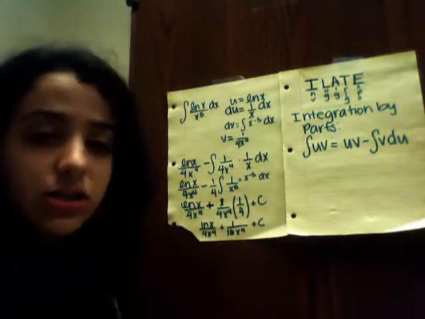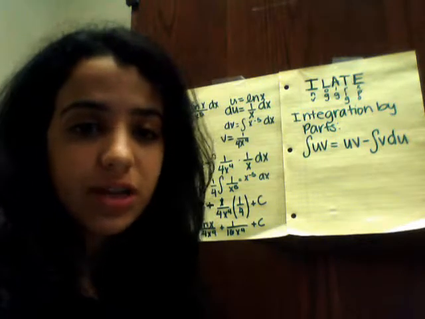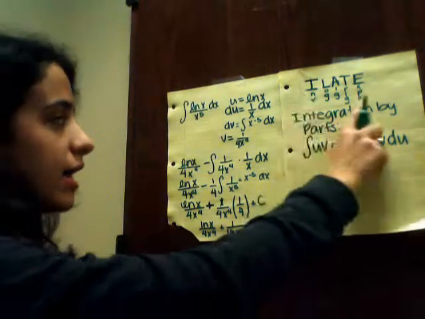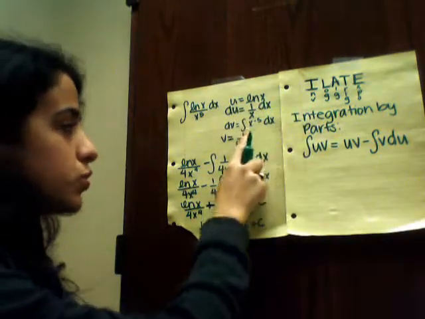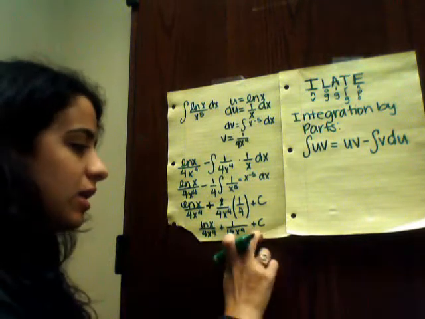So this is the final equation that we are left with for the integration by parts. We use the ILATE in order to find which would be our u, and finally we were left with this equation.